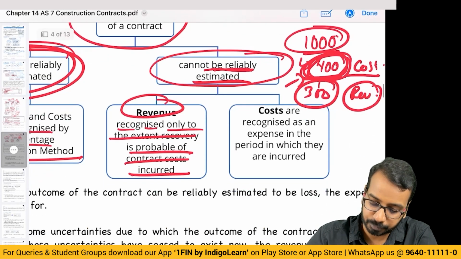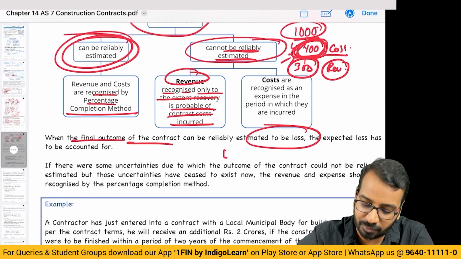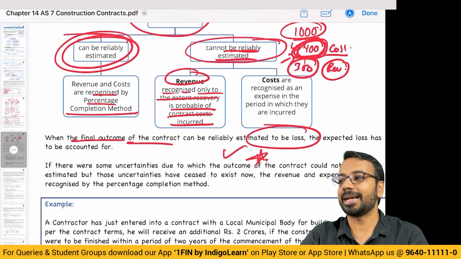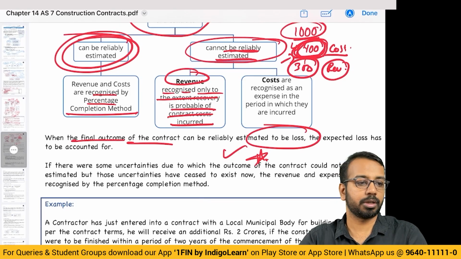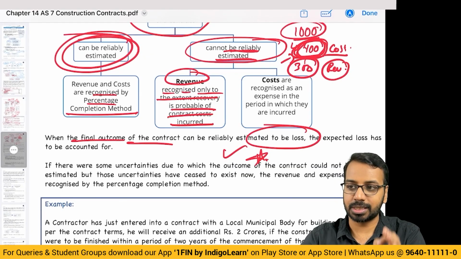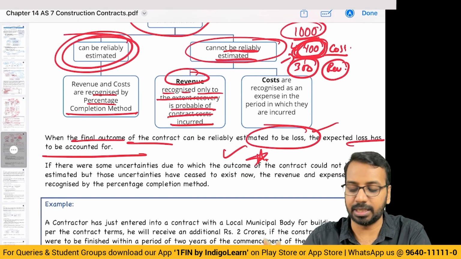Then, if the final outcome of the contract is a loss, this is a favorite question in the examination. If the final outcome in a contract is a loss, then in that case, the expected loss has to be accounted for immediately.